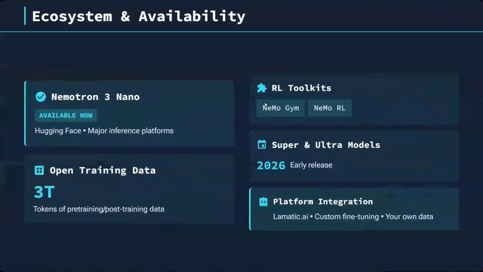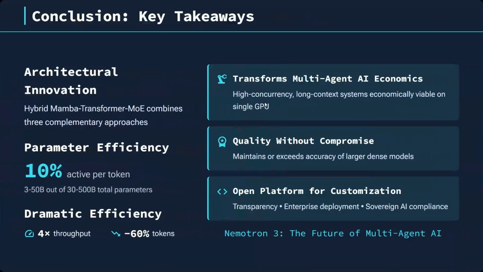So Nemotron 3 is really a big shift towards the agentic world. Let me recap in one line: Nemotron 3 is NVIDIA's attempt to make big open models actually practical for large, noisy, multi-agent systems by mixing Mamba, Transformer, and mixture of experts into a single efficient backbone.